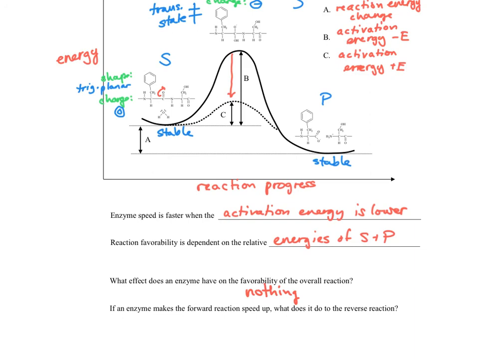Okay, if an enzyme makes a forward reaction speed up, what does it do to the reverse reaction? This is a fun answer. Notice that the reaction goes faster in the forward direction because the hill is lower. Is that not true of the reverse direction as well? The enzyme lowers the activation energy. So the answer, may be a little counterintuitive to you, is that it speeds up the reverse reaction as well.